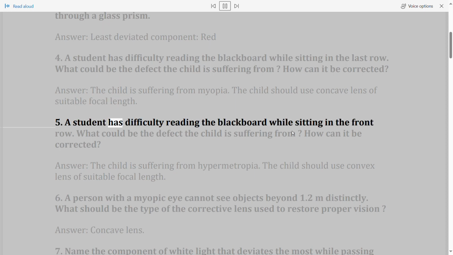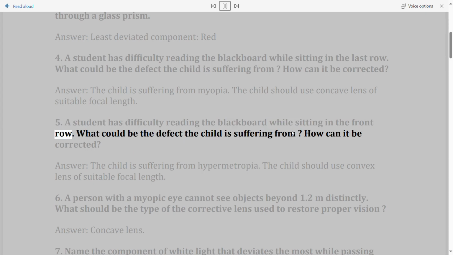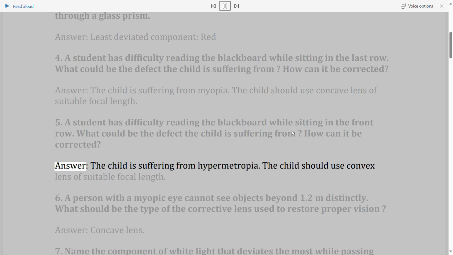5. A student has difficulty reading the blackboard while sitting in the front row. What could be the defect the child is suffering from? How can it be corrected? Answer. The child is suffering from hypermetropia. The child should use convex lens of suitable focal length.